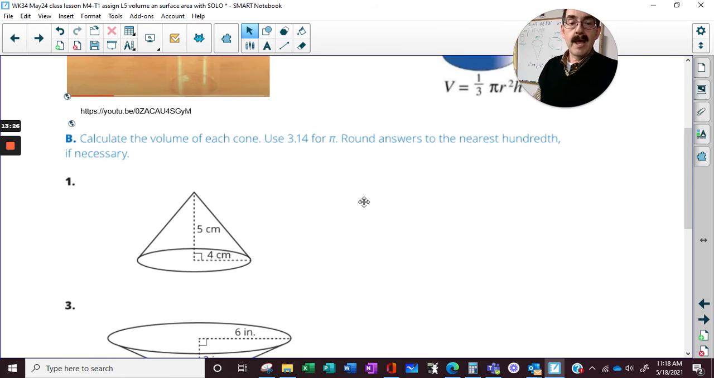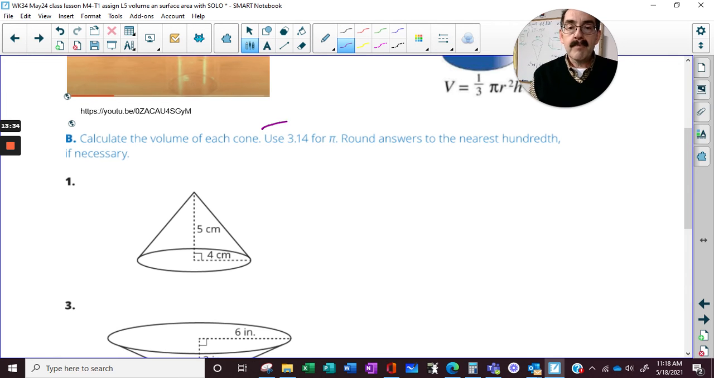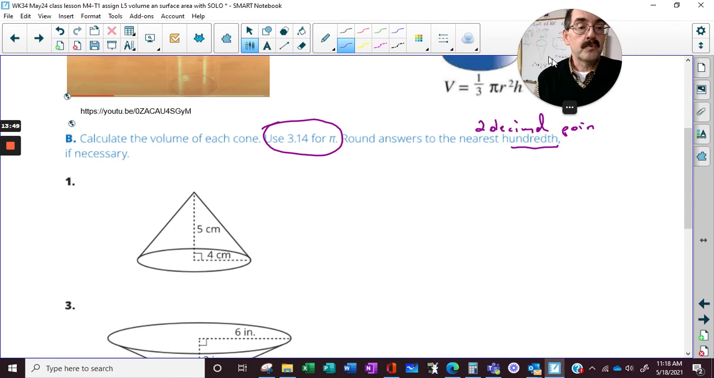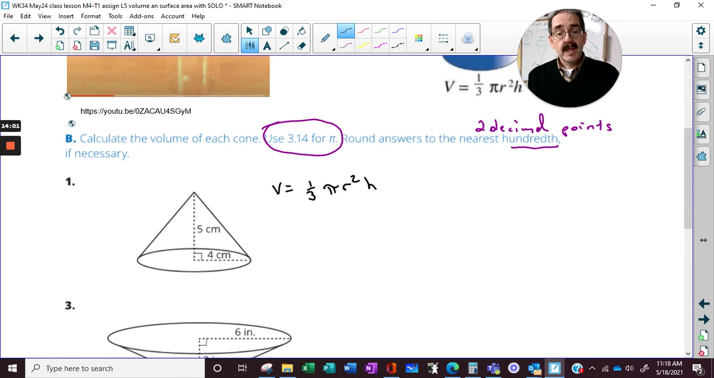Okay, so now let's practice the same idea. Using pi is 3.14. This one is to the 100th. That's 2 decimal points. Okay, whoopsie. That's 2 decimal points. Okay, so let's do the first one together. The volume is 1/3 pi r squared h. H is 5.